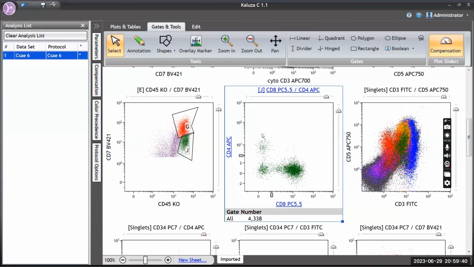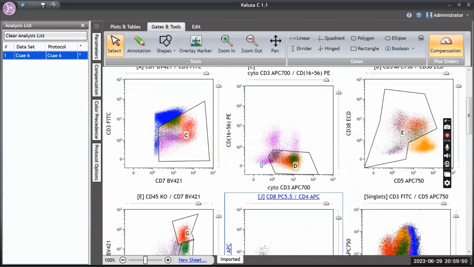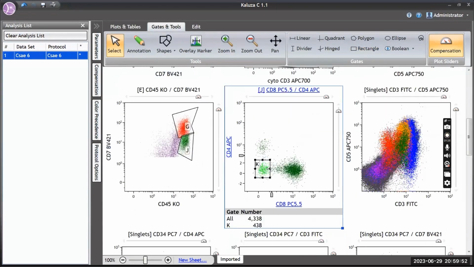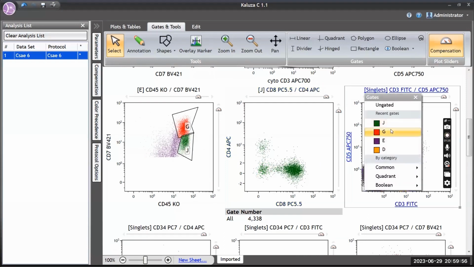You find more CD8, CD4, and then double negative. Even the double negative is slightly higher. So some MRD population may also fall into this gate. So that is also a possibility.